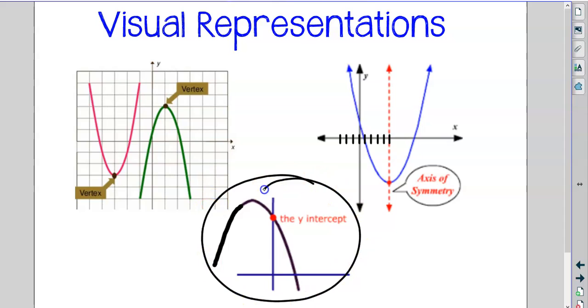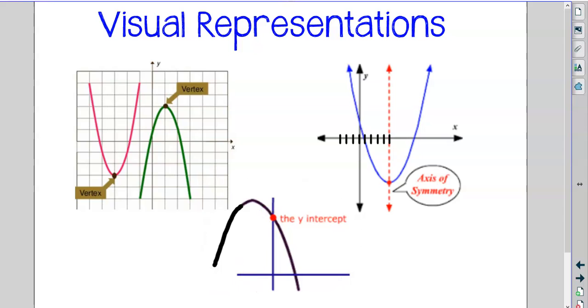The second word is the y-intercept, which is strictly where the graph crosses the y-axis. And then the third is an imaginary line drawn through the middle of your vertex point that creates the axis of symmetry.